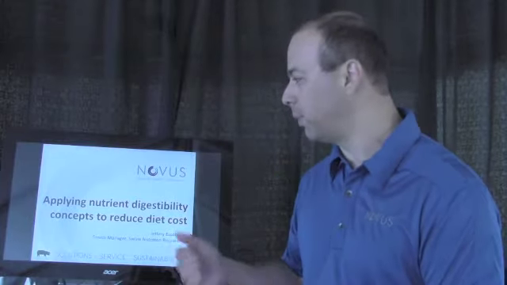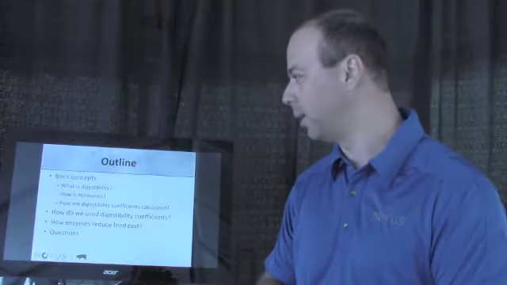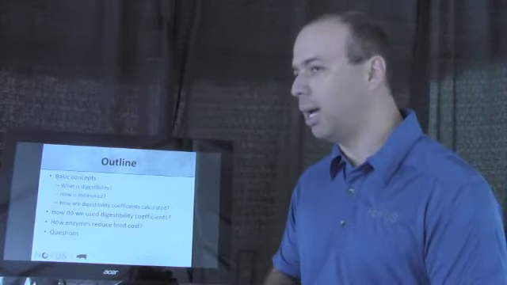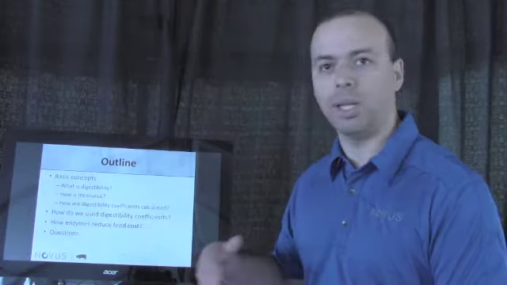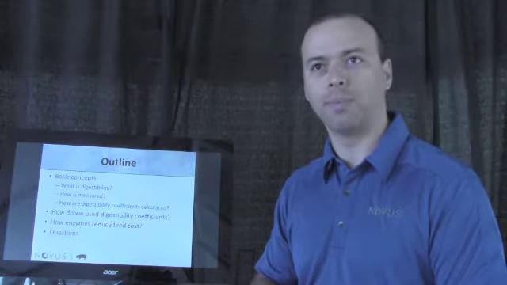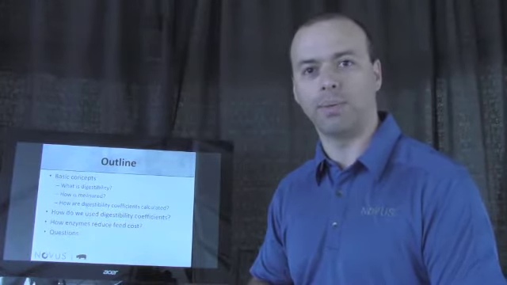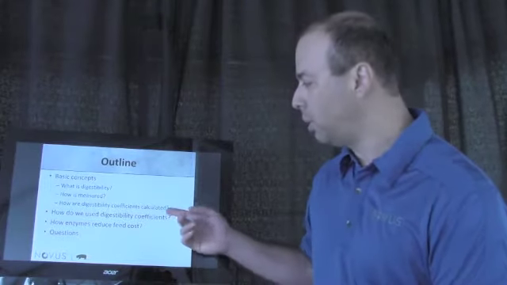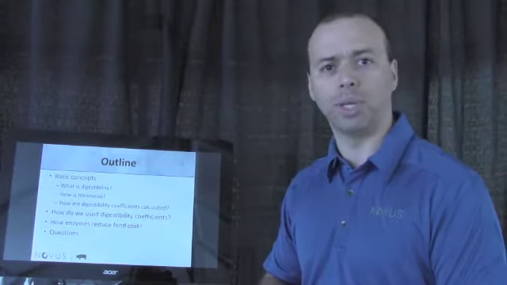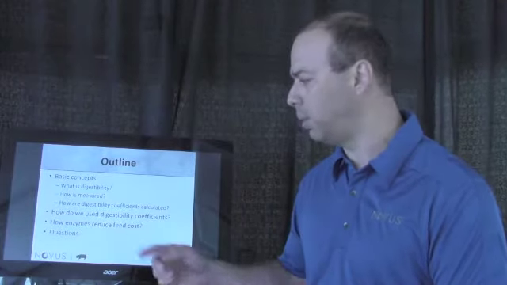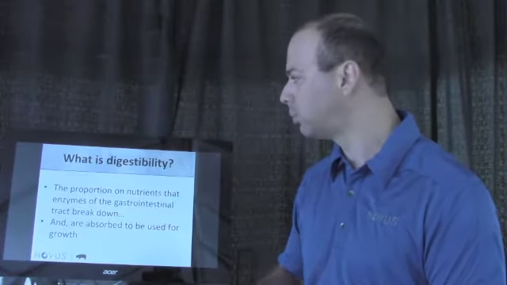And today we'll be briefly talking about how we can apply some concepts on nutrient digestibility to reduce feed costs and maintain productivity in pigs. The outline for the presentation is we're going to go through some basic concepts of what digestibility is, how we measure it, where we measure it, how we calculate the digestibility coefficients that appear on tables, and then basically how we use this technology to reduce feed costs and to help the bottom line of producers.